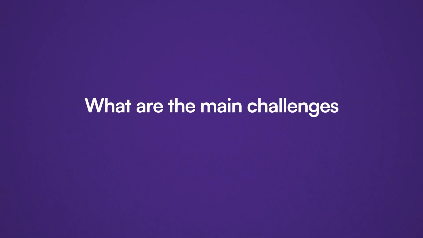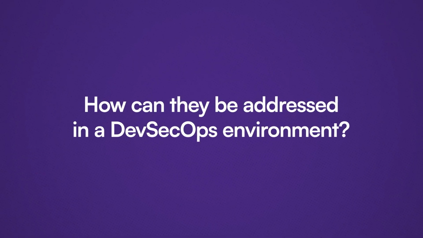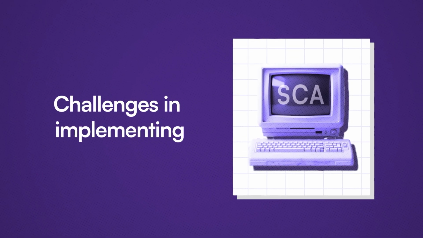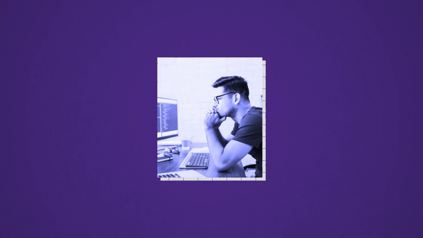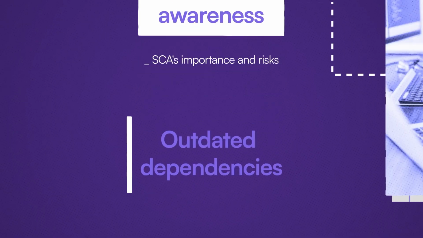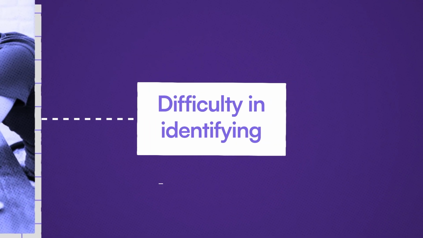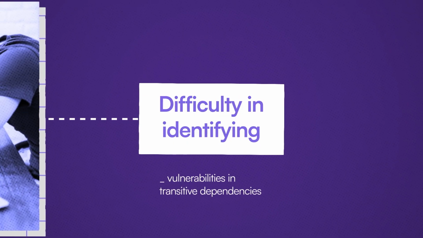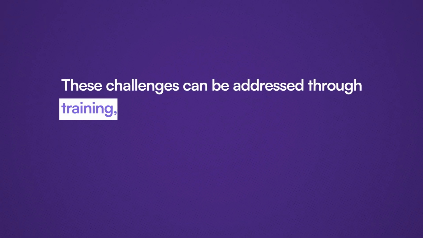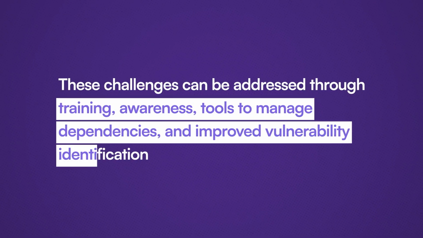What are the main challenges faced while implementing SCA, and how can they be addressed in a DevSecOps environment? Challenges in implementing SCA in DevSecOps include developers' lack of awareness of SCA's importance and risks, outdated dependencies in legacy code, difficulty in identifying vulnerabilities in transitive dependencies. These challenges can be addressed through training, awareness, tools to manage dependencies, and improved vulnerability identification.